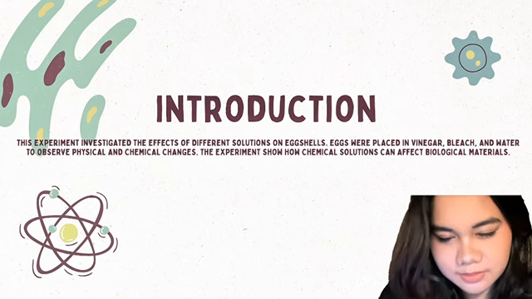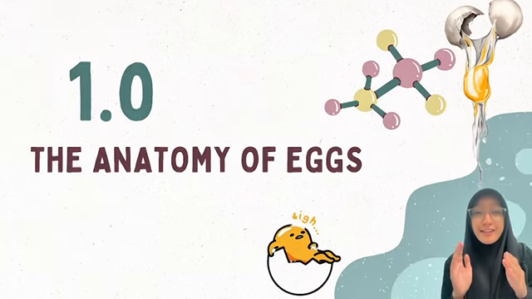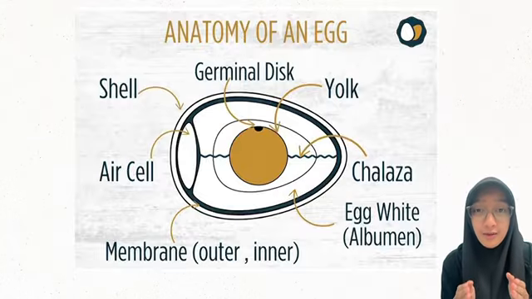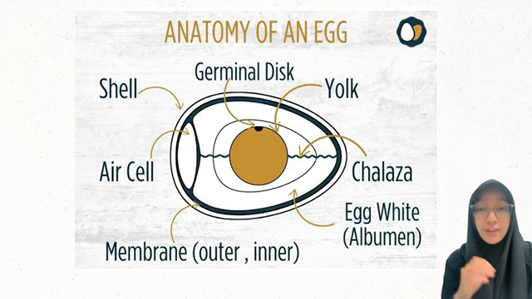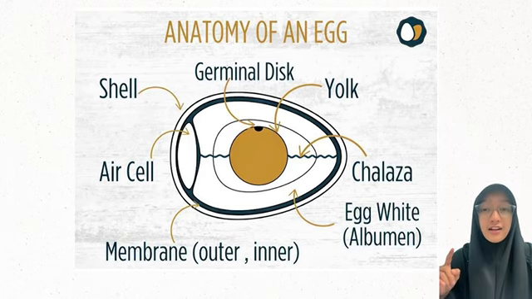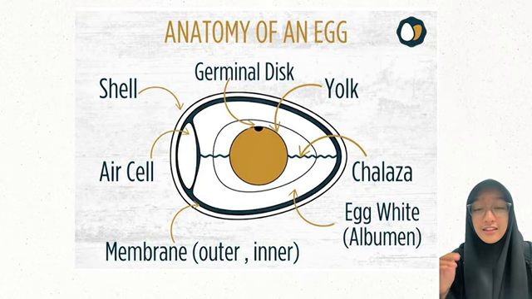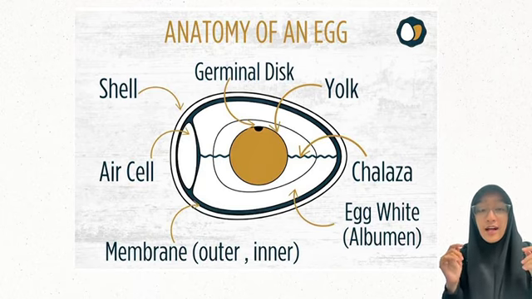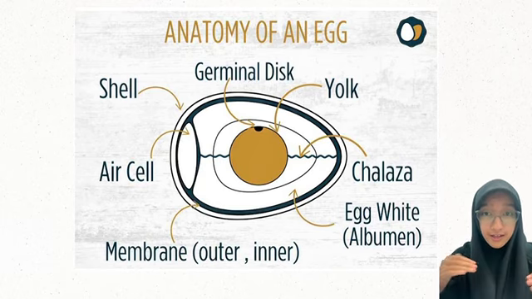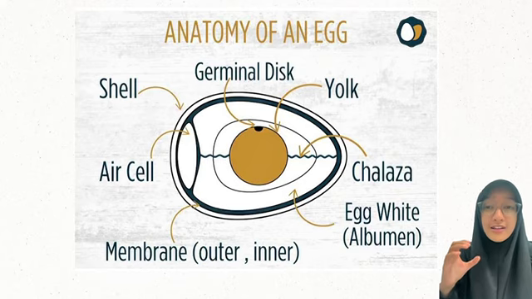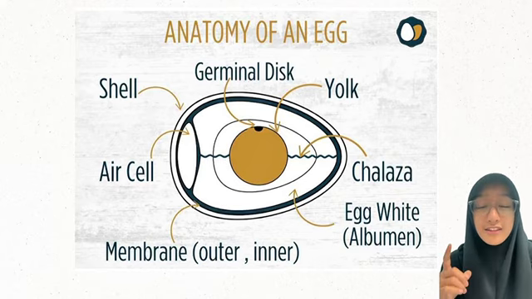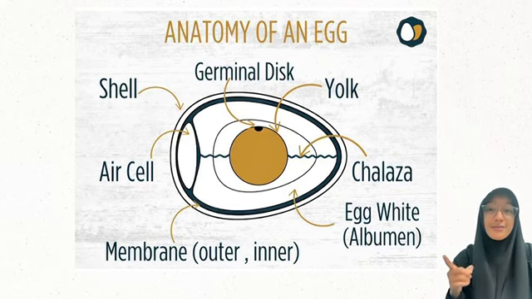biological material. For the anatomy of an egg, we all know that the egg has the yolk, the chalaza, the germinal disc, the egg white, or we call it albumin, the membrane, the air cell, and also the shell. The shell is made up of calcium carbonate.